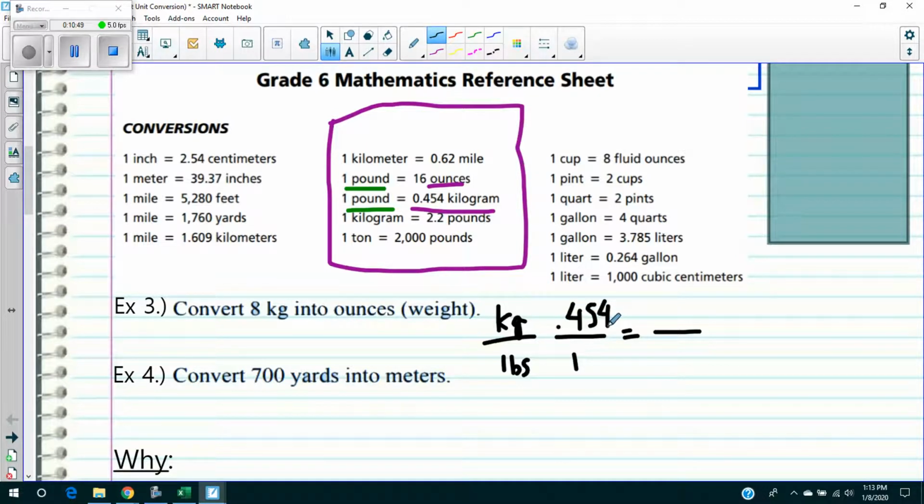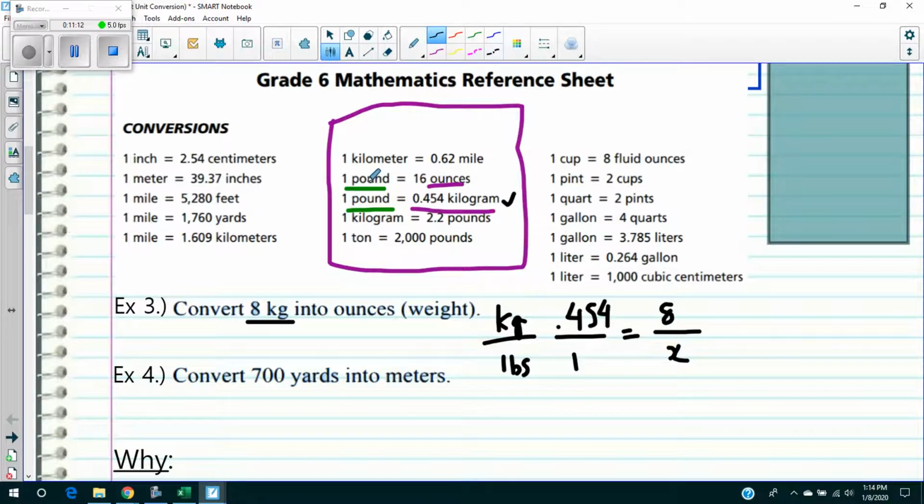So I need to know pounds. I need to get the pounds. So 8 kilograms is how many pounds? See that, right? One more time. Kilograms, pounds. So 1 pound is 0.454, as stated right here. So 8 kilograms gives us how many pounds?